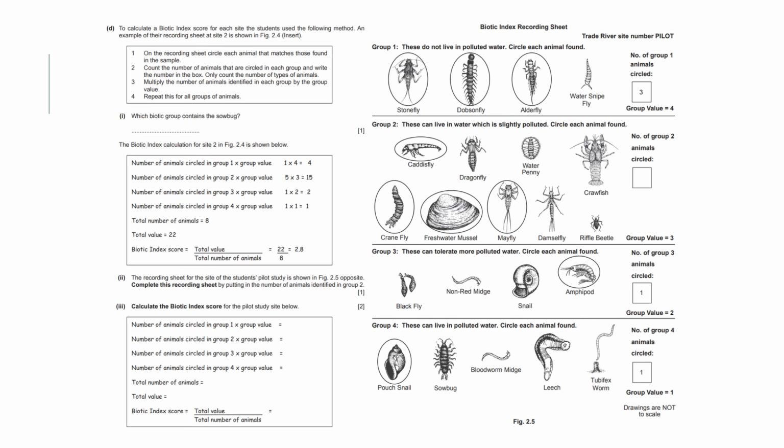And these are some other questions that they asked us to look at. Again, you had a Bartik index, and you had to do some basic questions there. So the first one was really easy. Which Bartik group contains the sow bug? Again, you had to find it, and it was 4.